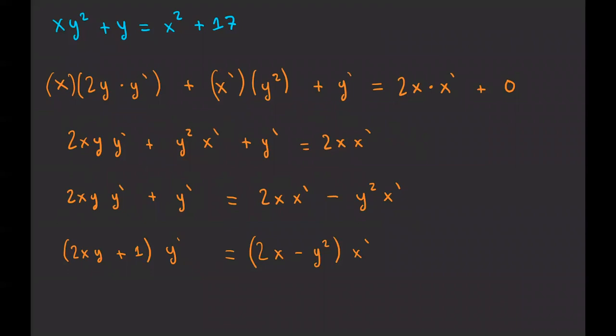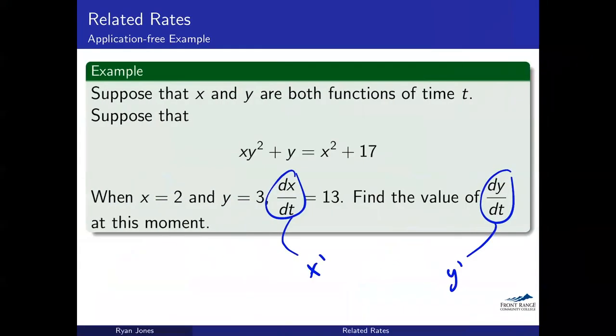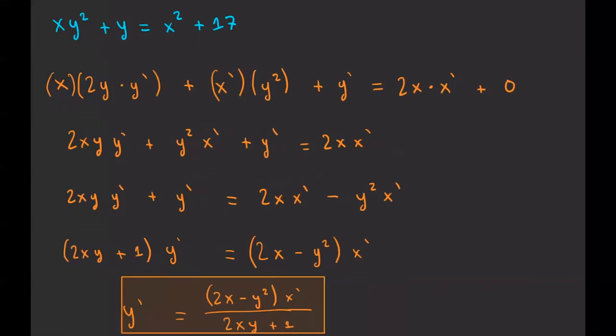So let's go ahead and now solve for y prime. We have 2x minus y squared multiplied by x prime, all over 2xy plus 1. And so here we have found a formula for y prime in terms of x, y, and x prime. You'll notice the only variables over here are x, y, and x prime. So luckily, we're trying to find y prime and we have values for x, y, and x prime. So let's go ahead and just plug them all in.